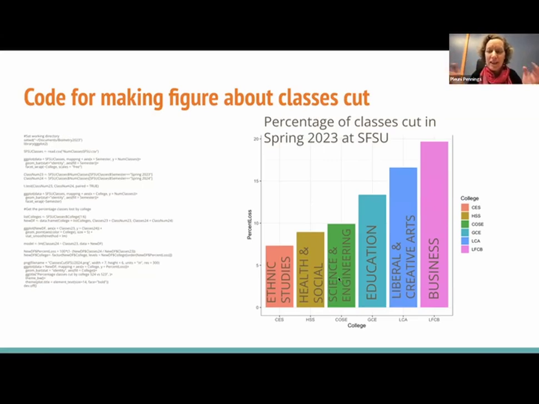So I decided, let's analyze the data. And so we analyzed the data. This shows what percentage of the classes was being cut. And we found out that science and engineering was not worst off. There were other departments, other colleges that were losing many more classes.